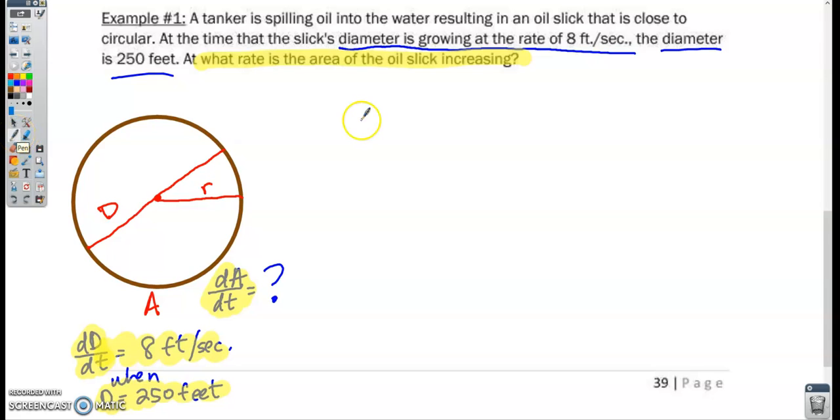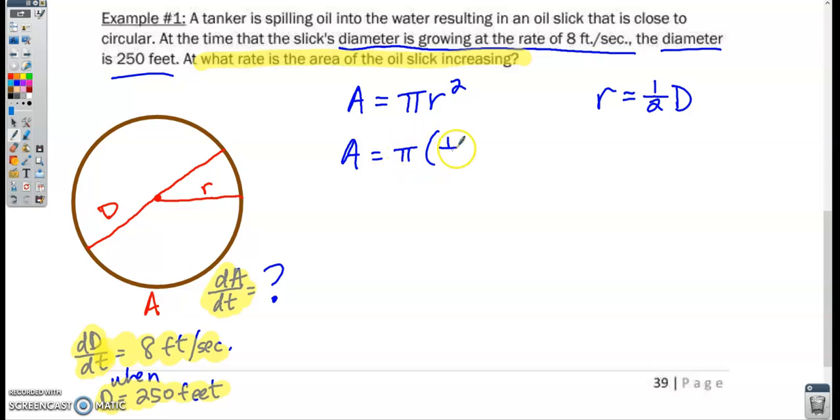Now, the most common formula people know for the area of a circle is, of course, that the area is equal to pi r squared. But that doesn't have the diameter in it, so we need to get the diameter into this equation. And in order to do that, we're going to use the relationship between the radius and the diameter of a circle. The radius of a circle is equal to 1/2 of the diameter. And so substituting that into this equation, I can create an equation that relates exactly the two variables that we need to have related in this particular situation.